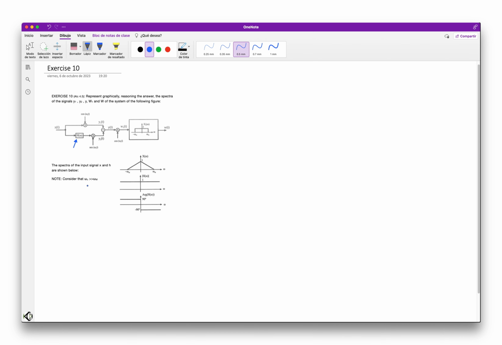They also tell us that we can consider for the whole exercise that omega c is much higher than omega m. Omega c is, as you can see, the frequency of these cosine and sine functions that multiply the signal at different points of the path, and omega m is the maximum width in frequency of the input signal. As you can see over here, the input signal is a triangle, and the maximum frequency of the triangle is omega m.